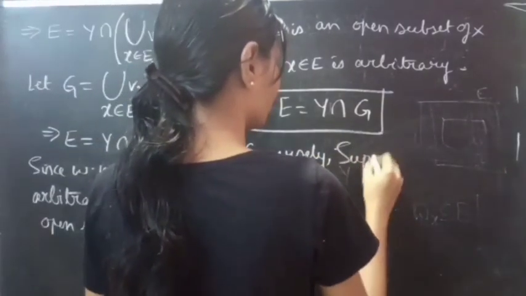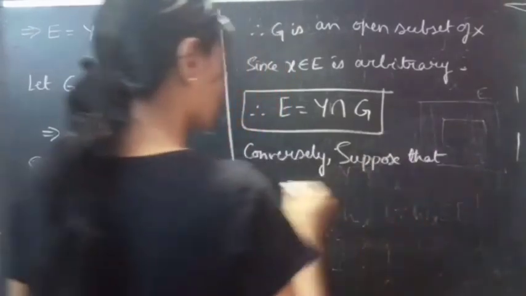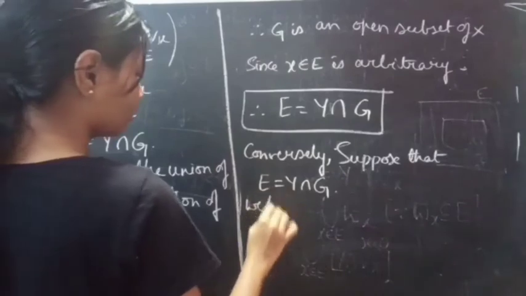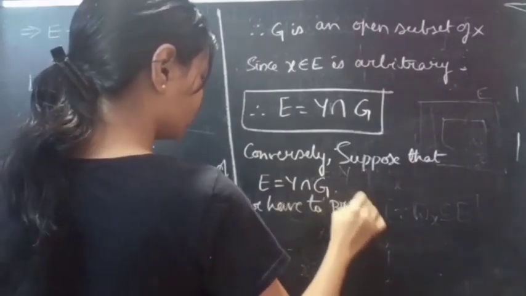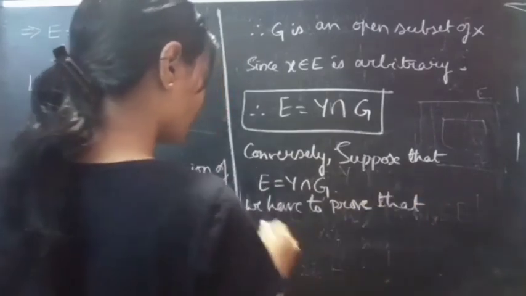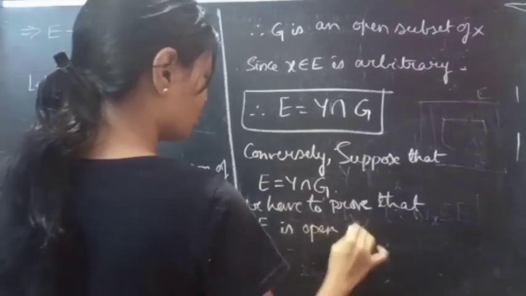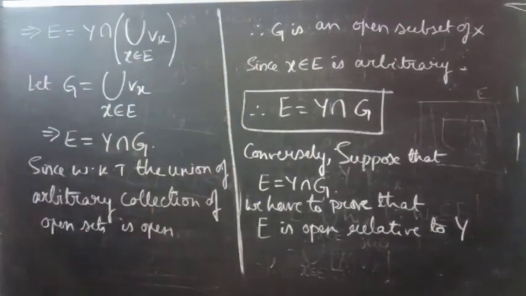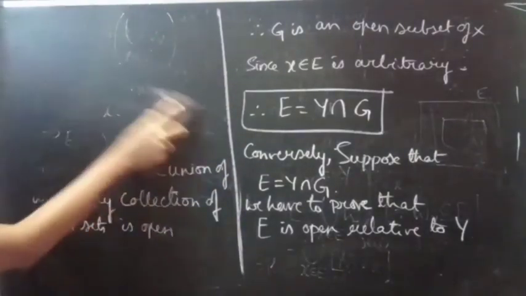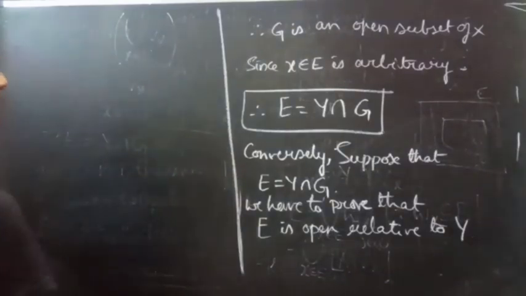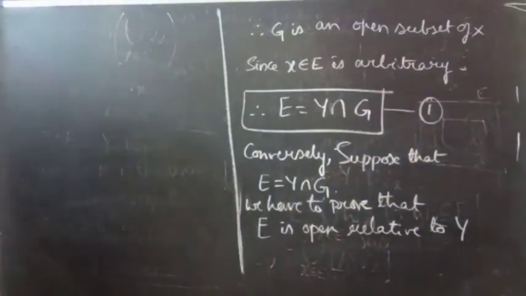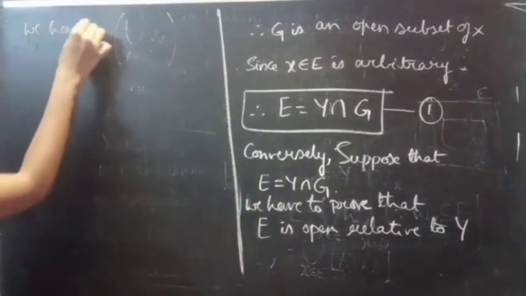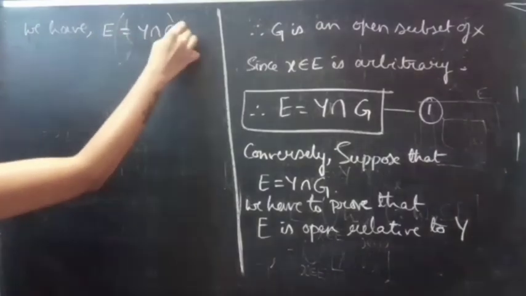suppose that E equals Y intersection G. So here we have to prove that E is open relative to Y. So consider it as 1. So we have E equals Y intersection G, right?